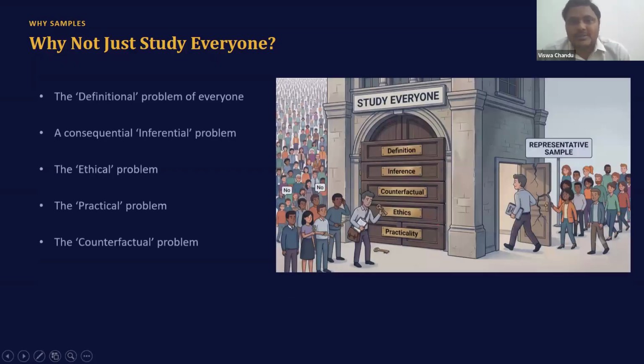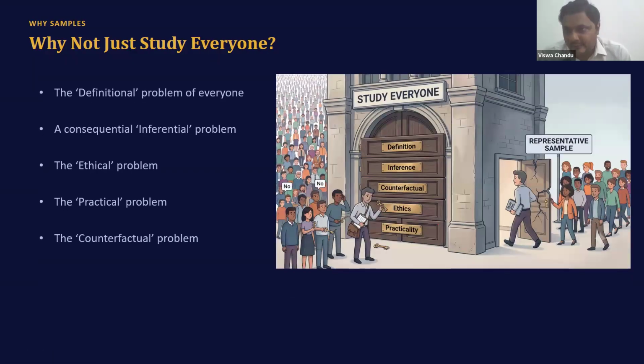is that there are 5 problems. One, the definitional problem of everyone. When I say early childhood caries, children with early childhood caries, am I talking about those children who are having early childhood caries at this moment? Or is this also about those children who had early childhood caries in the past? Or is it also about those children who will have early childhood caries in the future? So this concept of everyone, this concept of whole population is always theoretical in nature. It is not a censusable list. So no matter how hard you try, you cannot reach everyone.